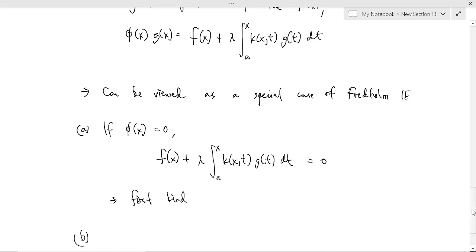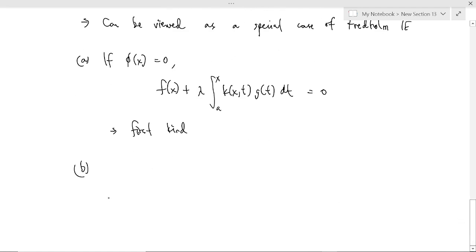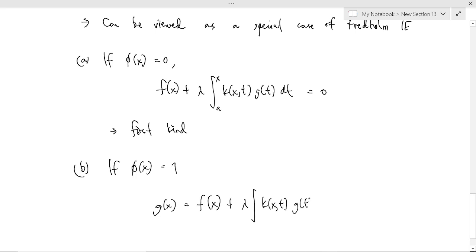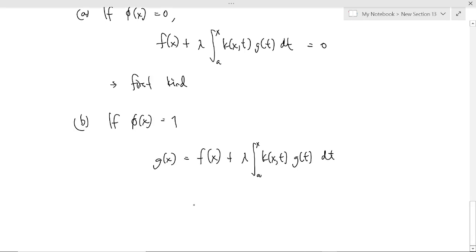And for the second form of the Volterra integral equation, we set phi of x to be equal to 1. So the phi on the left-hand side is cancelled out, and what's left is g of x. So g of x is equal to f of x plus lambda times the integral of k(x,t) g(t) dt, evaluated from a to x, because this is a Volterra integral equation.